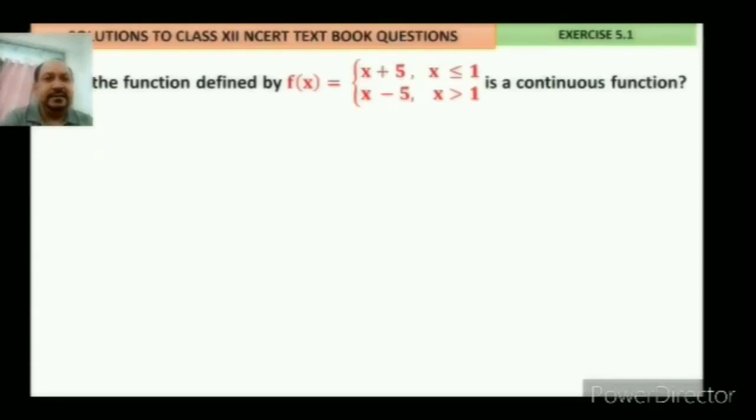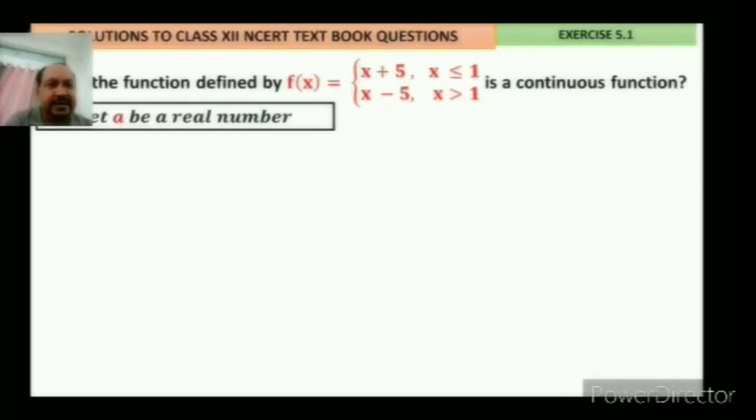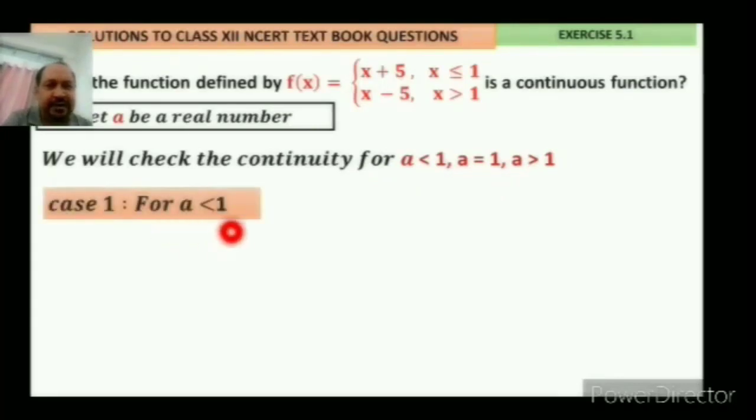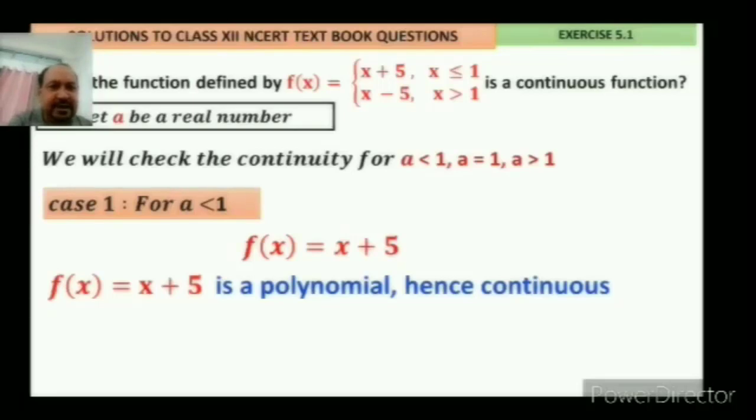Now question number 13. f of x equals x plus 5 when x is less than or equal to 1, and the value of the function is x minus 5 when x is greater than 1. Is it a continuous function? Let a be any real number. We will check the continuity for these conditions: a is less than 1, a equals 1, a is greater than 1. Case 1, for a less than 1, f of x equals x plus 5. f of x equals x plus 5 is a polynomial function, hence it is continuous.